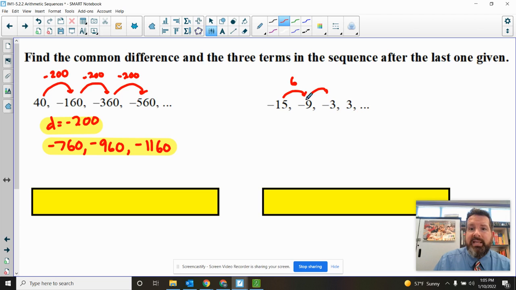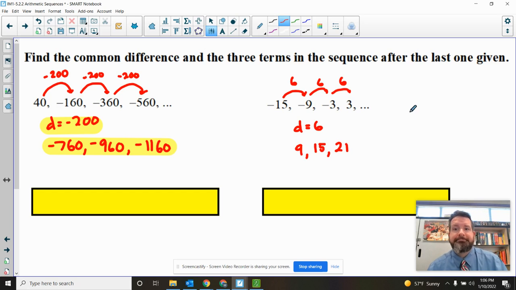If you go up by 6 again, so negative 9 plus 6, yeah, that's negative 3. If you go up 6 again, so from negative 3 up to 0 is 3. You go 3 more, so 6 altogether. Sure enough. Okay, so our common difference is positive 6. Positive because the numbers are increasing, and 6 because they're 6 apart. And then the next three terms, take 3 and add on 6, you get 9. Add on another 6, you got 15. Add on one more 6, you got a 21.